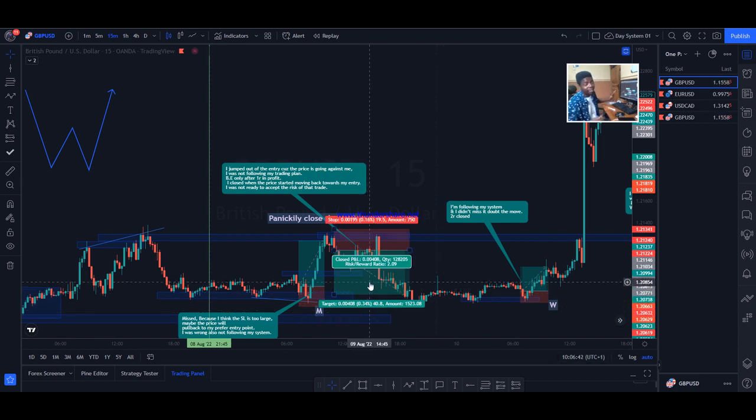We have RSI giving us the rejection, which is divergence. And I was not picking a trade. I decided not to pick a trade. I became immobilized, and I decided not to pick a trade. I think there are notes there, because I think the stop loss is too large. Maybe the price will pull back to my perfect entry.